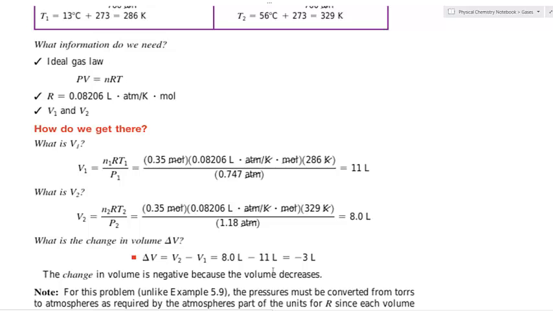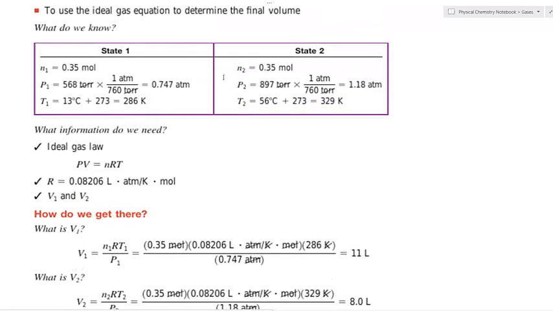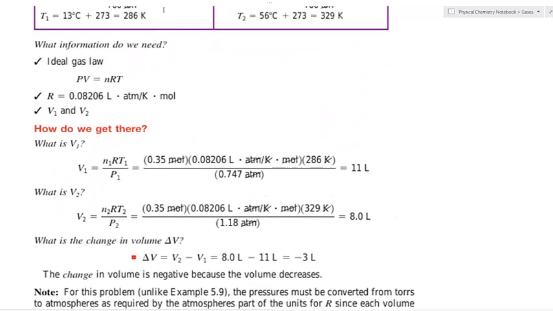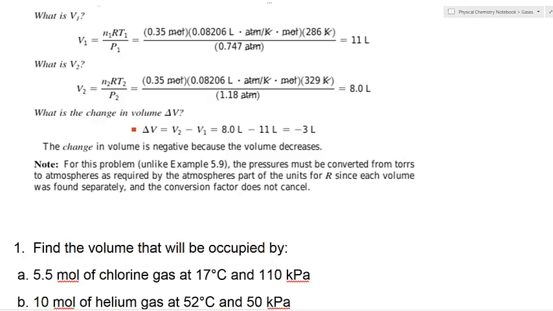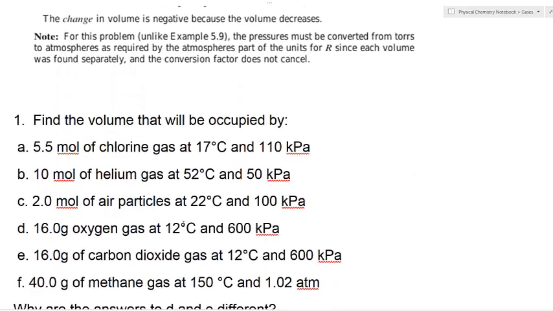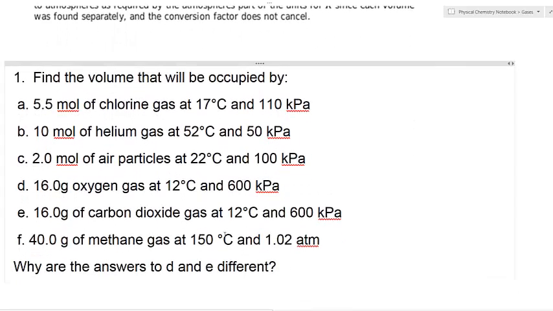You look at it and you go, is that right? Well, what happened to the pressure? The pressure increased, so the volume has to decrease, even though our temperature did go up in this case. And you see that in this case, the pressures had to be converted to atmospheres because each volume is found separately, and the conversion factors then don't cancel. So for you, go and check and see if you can find out these things. Find the volume for this amount of gas particles, and work through those solutions. Good luck.